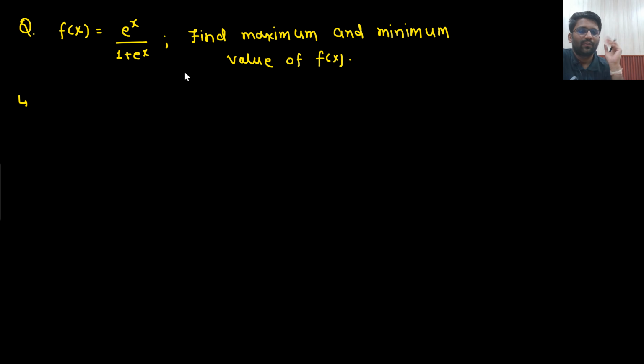Try doing it on your own. Find the maximum and minimum value of f(x). Can you comment on f(x)? I told you e to the power anything is always positive. This value is always positive, this value is always positive, this value is also always positive. What does that mean? That means the complete graph will always be positive. Is that clear to you? The graph will always be positive.